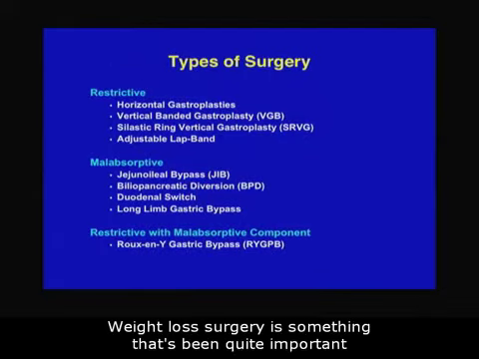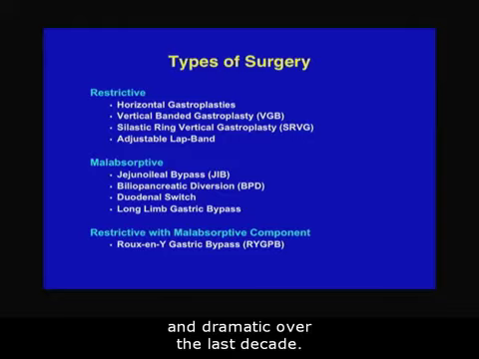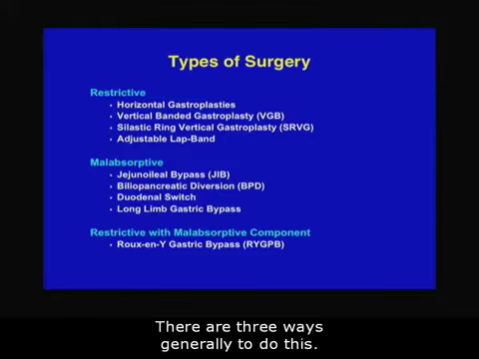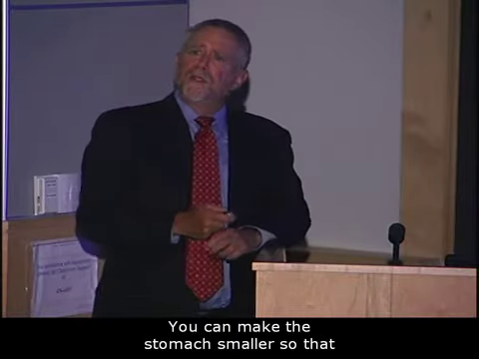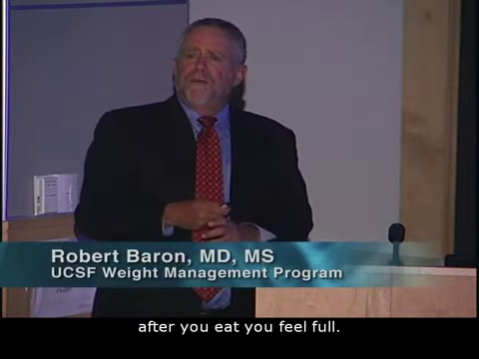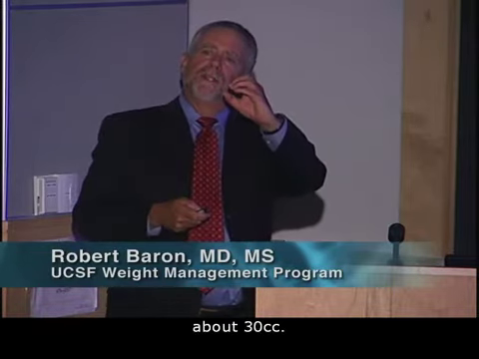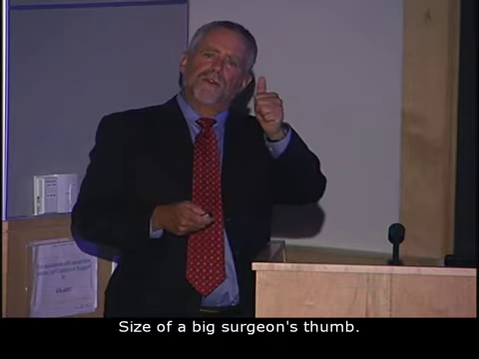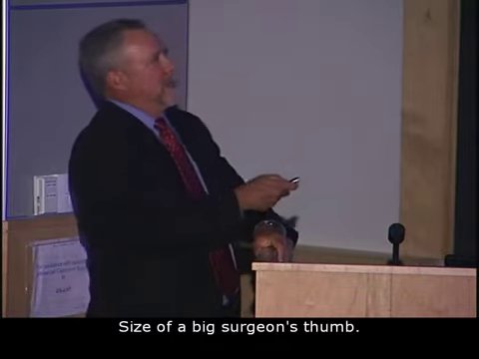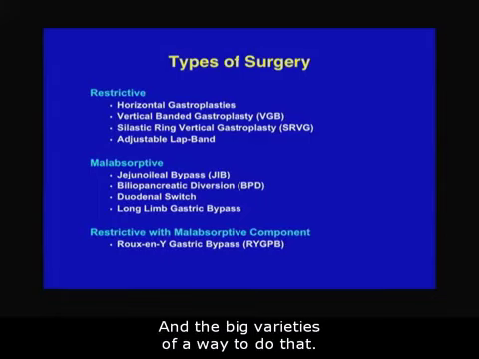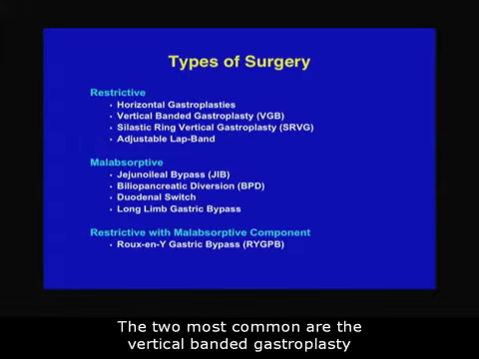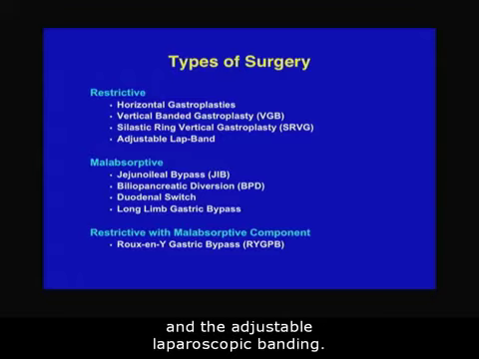All right, weight loss surgery is something that has been quite important and dramatic over the last decade. There are three ways generally to do this. You can make the stomach smaller so that after you eat you feel full. And they make it pretty small, about 30 cc's, so the size of a big surgeon's thumb. And there are a variety of ways to do that. I'll show you some cartoons in a moment. The two most common are the vertical banded gastroplasty and the adjustable laparoscopic banding.